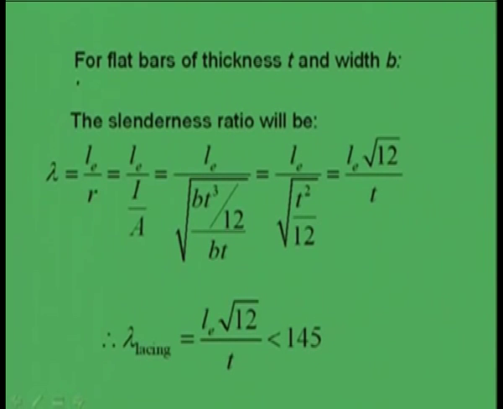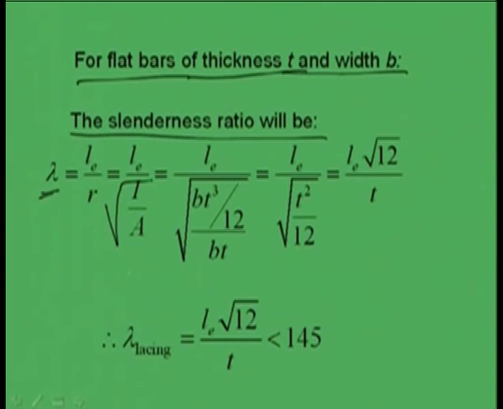So, now for flat bars of thickness T and width B, what will be the slenderness ratio? That we can find out. Slenderness ratio is nothing but LE by r. Now, LE by r means LE by root over I by A, right.